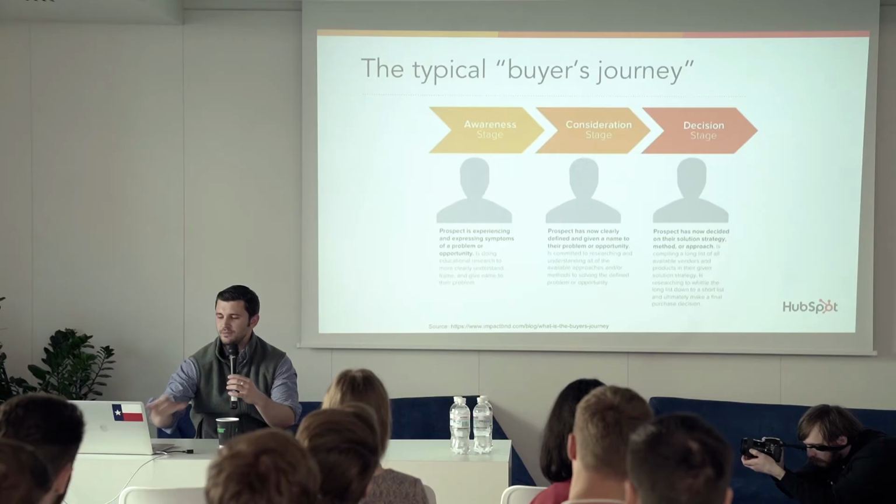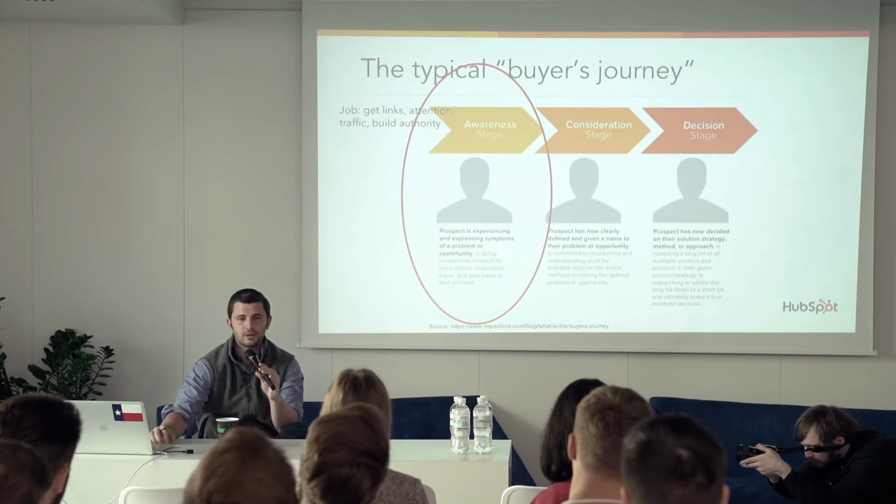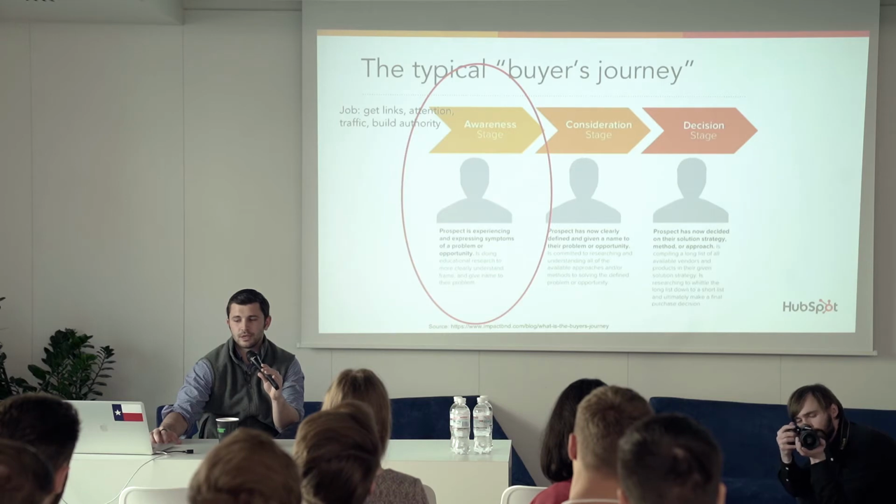So we all go through this buyer's journey when we're purchasing something. For some products, it's more apparent than others. The higher the consideration and the more complex the product, the longer the buyer's journey. Sometimes you just know you need, I don't know, a toothbrush and you just go to the store and pick up a toothbrush. But oftentimes online, this buyer's journey is very apparent. So I bring up the buyer's journey because, as we talked about with the linkerati and personas, usually the top level is about getting links and attention and traffic and building authority.